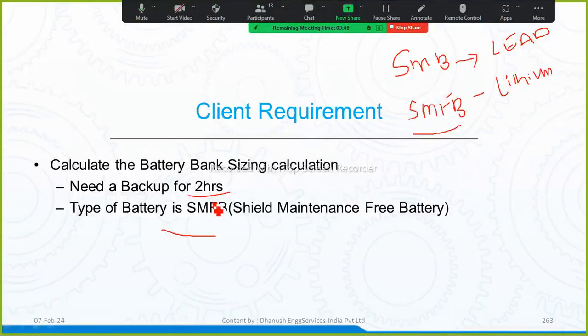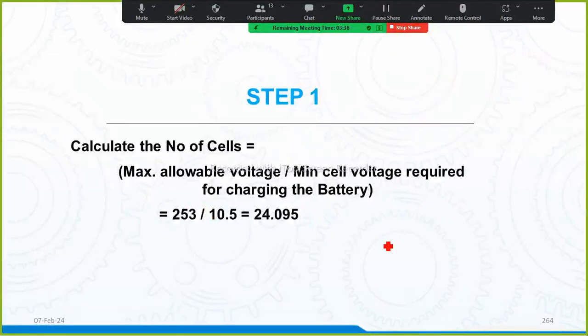In the calculation, I have taken SMB, shield maintenance battery. Now let us do the calculation for this UPS, which we got as 12 kVA. Step 1: calculate the number of cells. What is the formula for the number of cells?